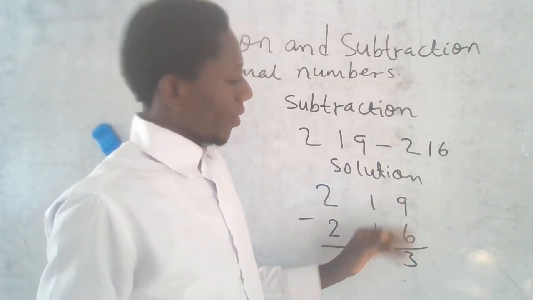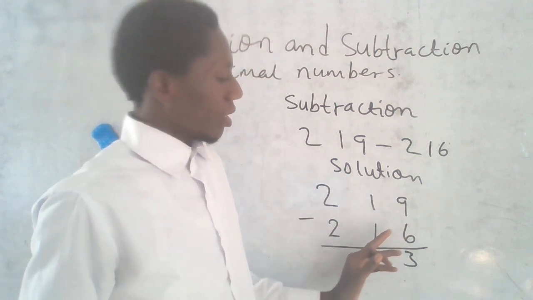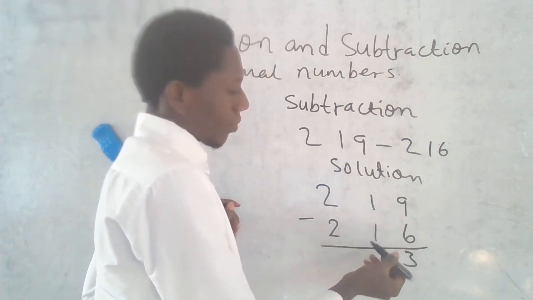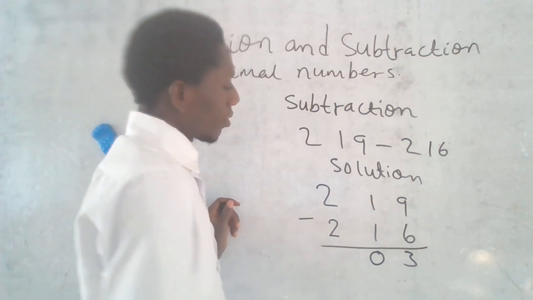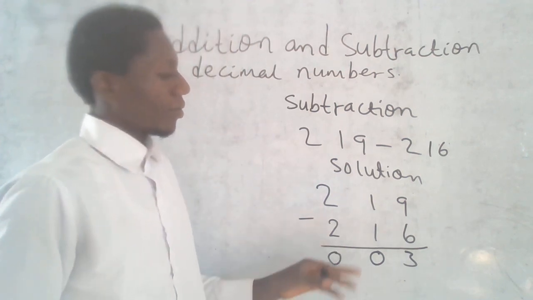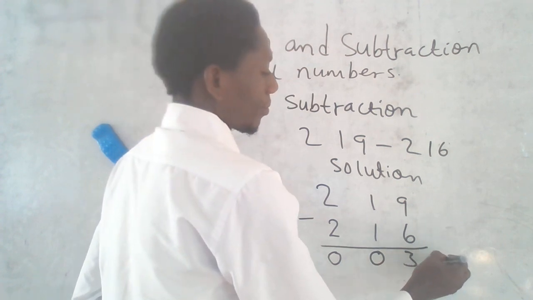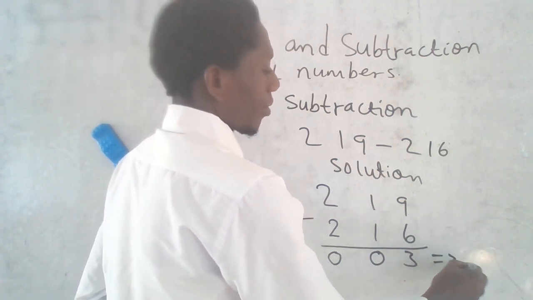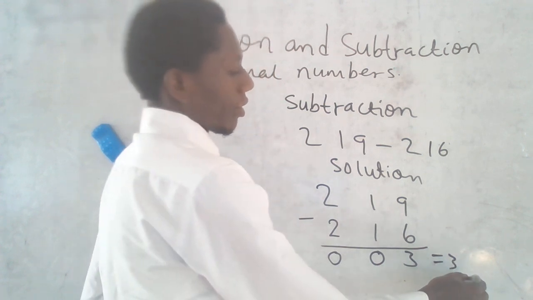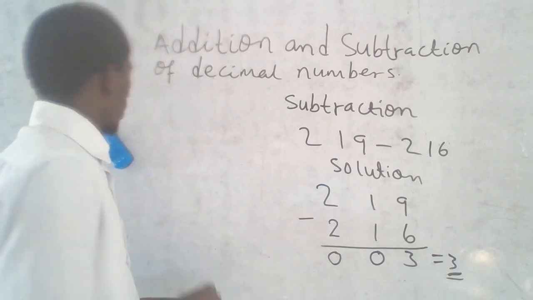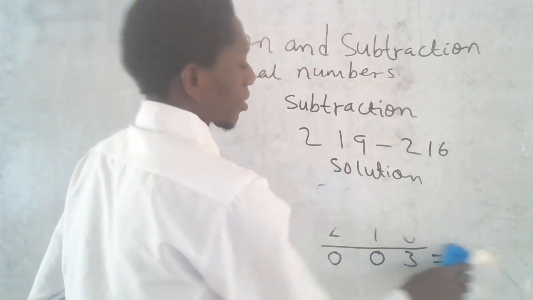So this is what happened here. 9 minus 6 is 3, and then 1 minus 1 is 0, and 2 minus 2 is also 0. So your answer is 3. So 3 is your answer for this one. Okay, so that's how you can subtract numbers.